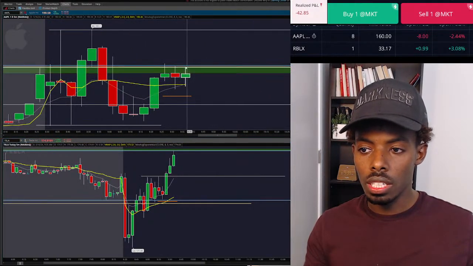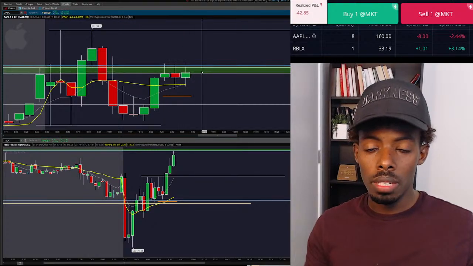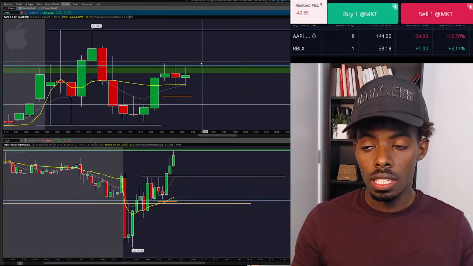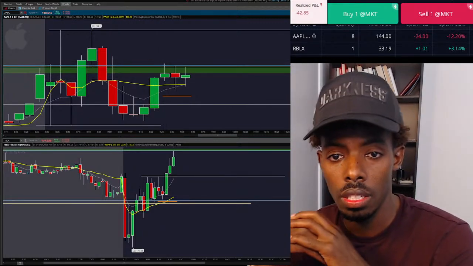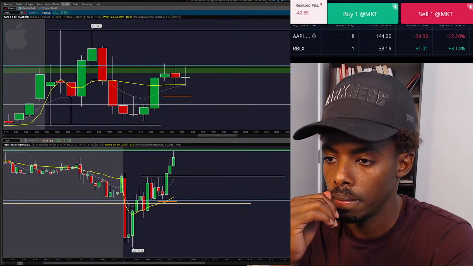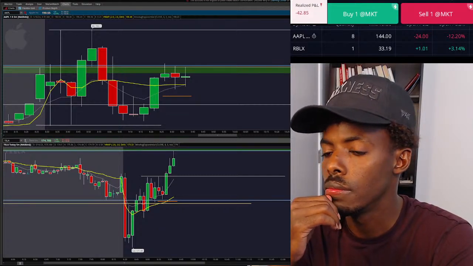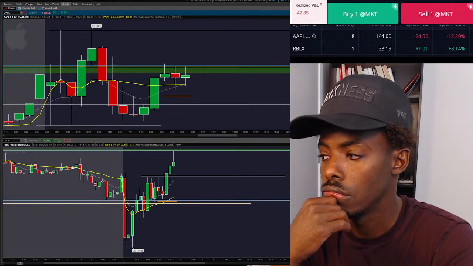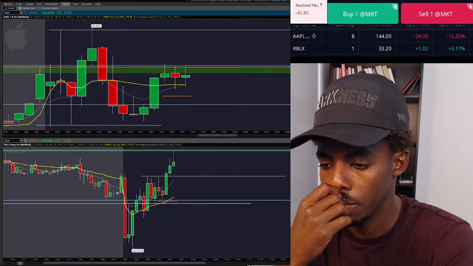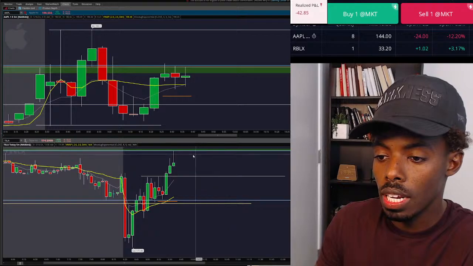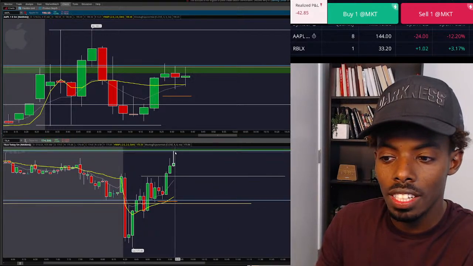Apple's still struggling to go above here, man. Damn. But give it the time that it needs, and that's fine. Damn, look at that put right now. It would have been printing.